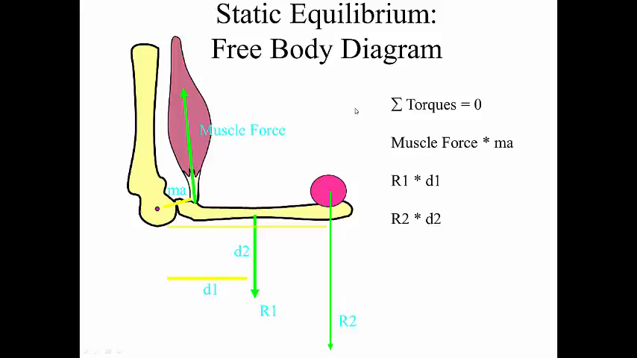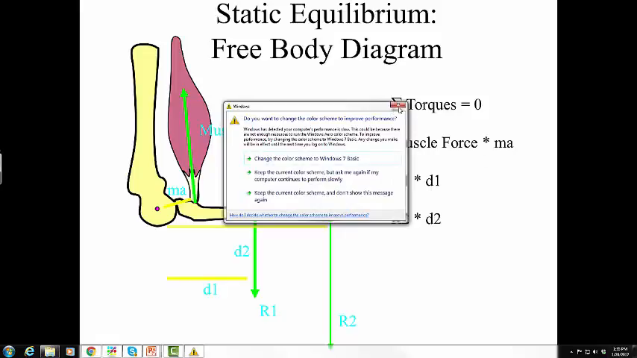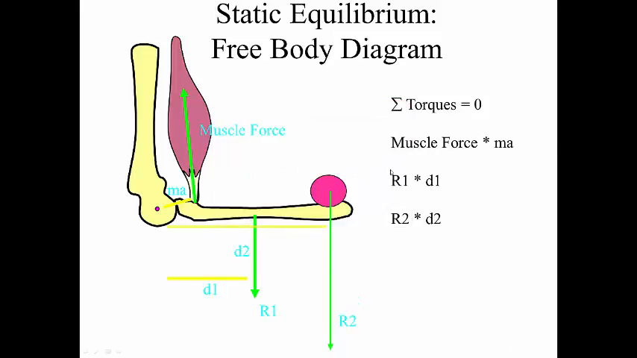And so the sum of the torques during a stationary equilibrium is zero. So muscle force times moment arm is basically equal to R1 times D1 plus R2 times D2.